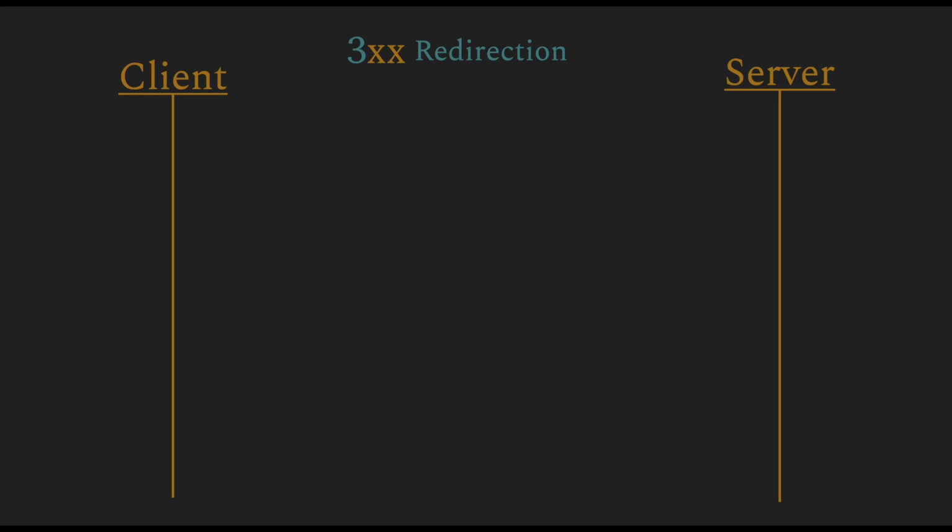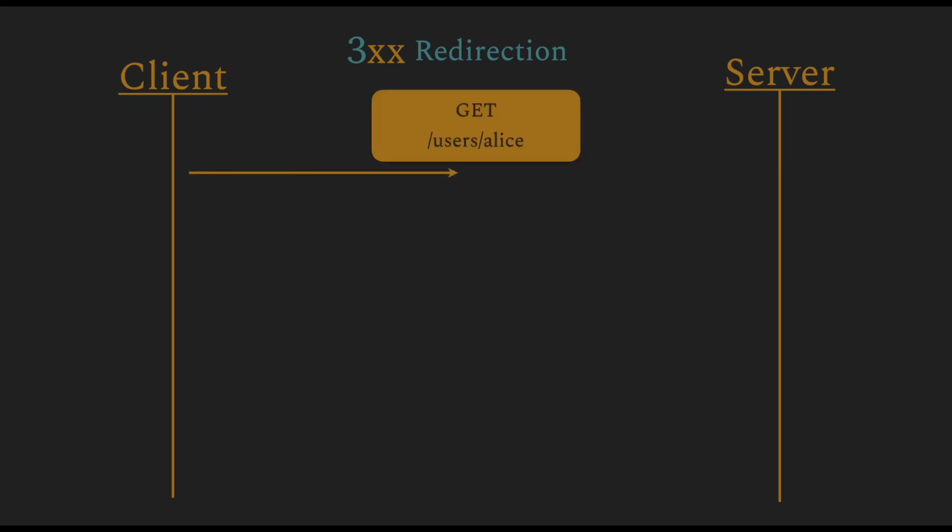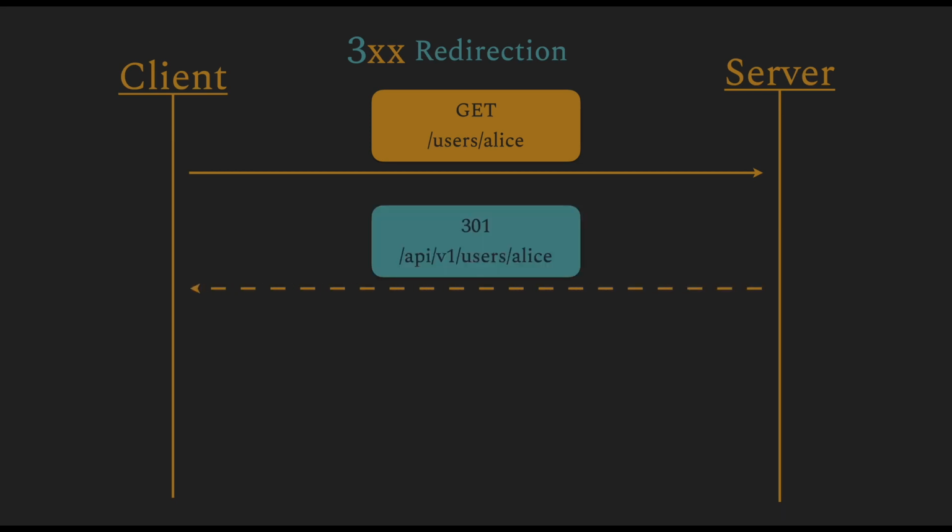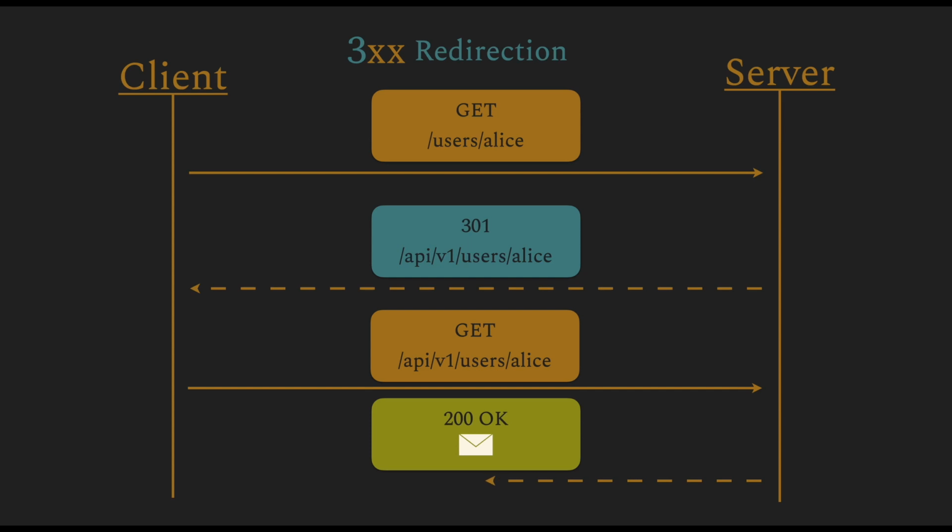Let's take an example now for the 3XX redirection to establish the concept. So there's a case where there's a GET request sent on users Alice, but the server has actually moved this to a different URL, which is API v1 users Alice. So this move, or the change in the location, is called a redirection, and the server indicates this to the client using the 301 response, and it also puts the new URL in that response. And the client can now use this URL, which is API v1 users Alice, and the server sends a response with the data. This is the concept of redirection.